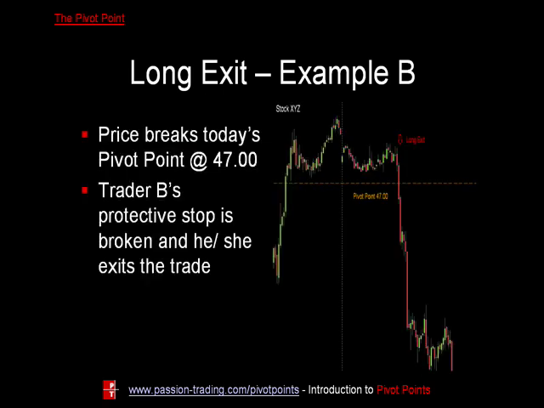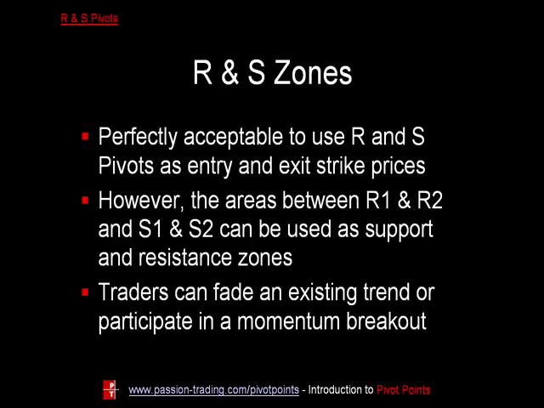Price did in fact break today's pivot point at 47. Trader B's protective stop is broken and he or she exits the trade and takes profit off the table. Now let's talk about how to use our R and S pivots, or our resistance 1 and resistance 2 and support 1 and support 2 as they're also known.